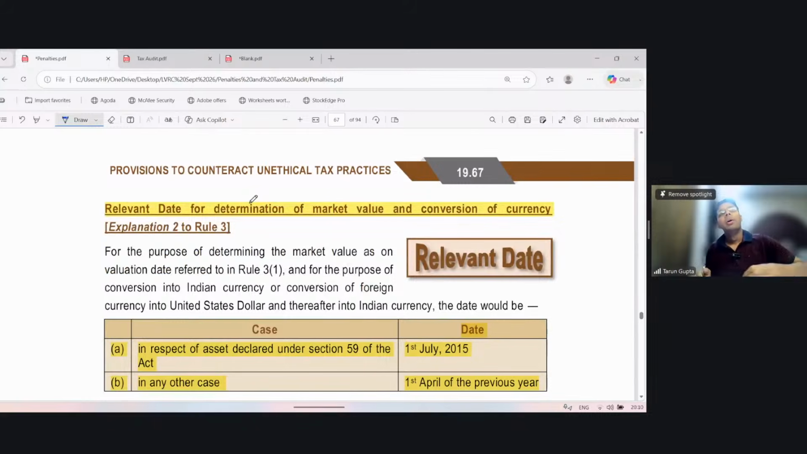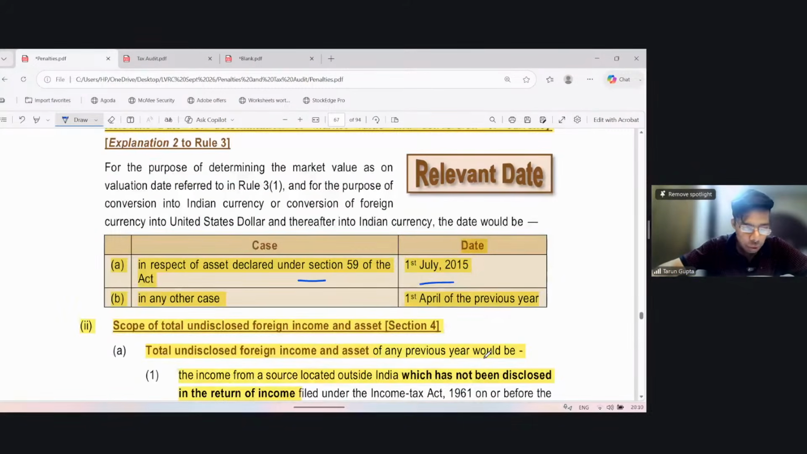Now, we have been talking about valuation date, valuation date, valuation date. What do you mean by valuation date? In respect of an asset declared under Section 59, it is 1st July 2015, when the Act came into place. In any other case, it is 1st April of the previous year. Clear?